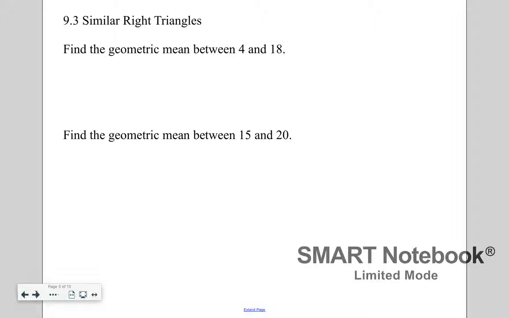So find the geometric mean between 4 and 18 and between 15 and 20. Just as a reminder, you're going to write a proportion. You're going to put x's on the diagonals between 4 and 18, and then you're going to solve. So I'm going to ask you to push pause, solve both of these, come back and check your answers. Please push pause now.